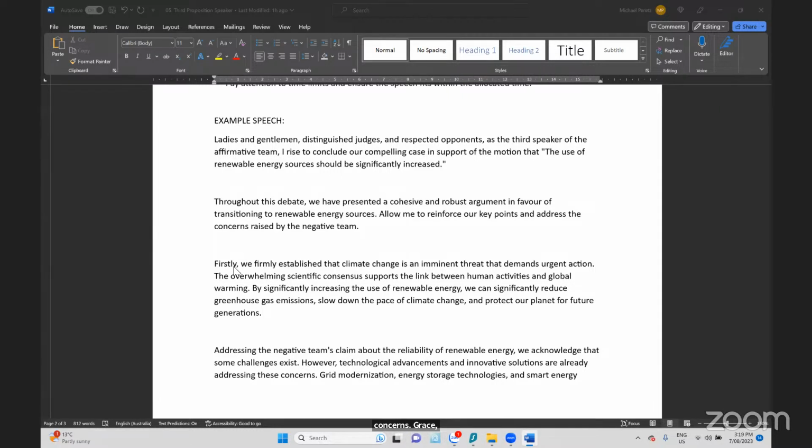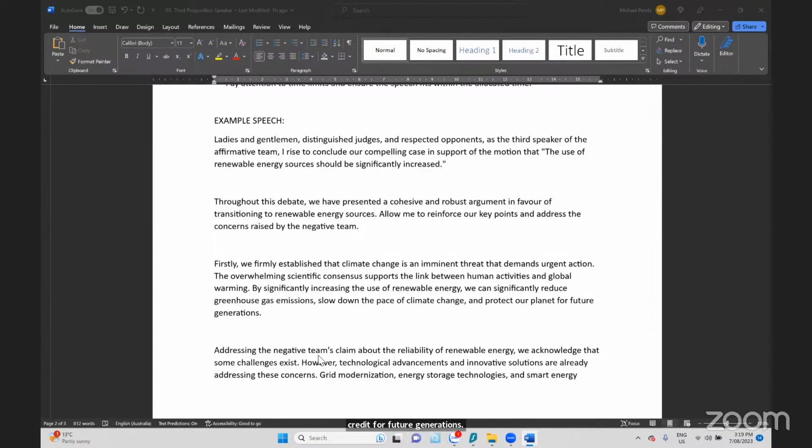First, we firmly establish that climate change is an imminent threat that demands urgent action. The overwhelming scientific consensus supports the link between human activities and global warming. By significantly increasing the use of renewable energy, we can significantly reduce greenhouse gas emissions, slow down the pace of climate change, and protect our planet for future generations.